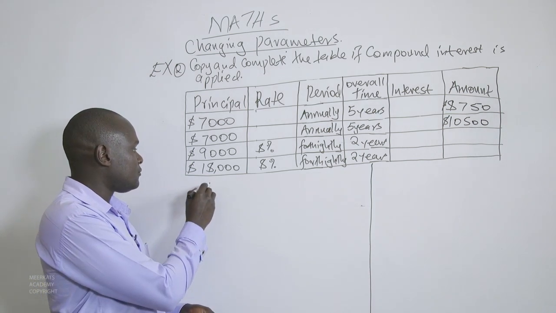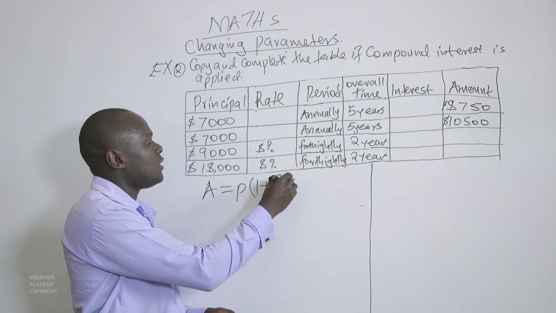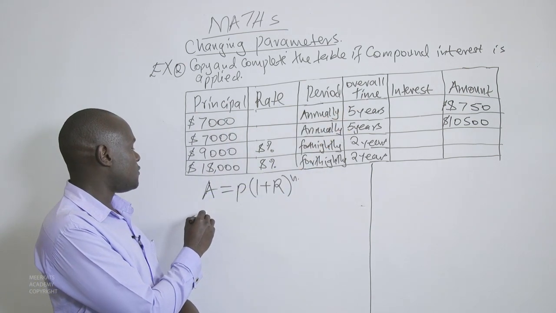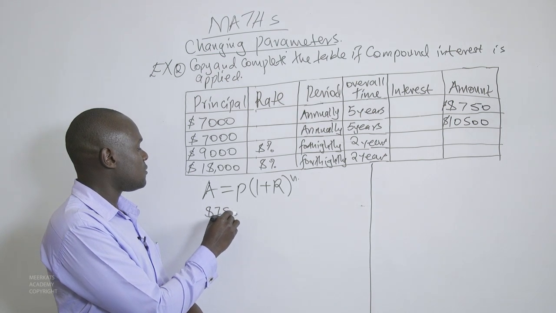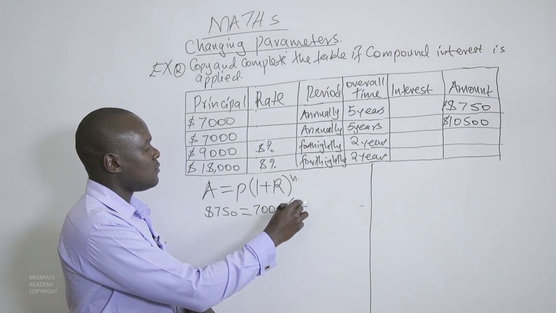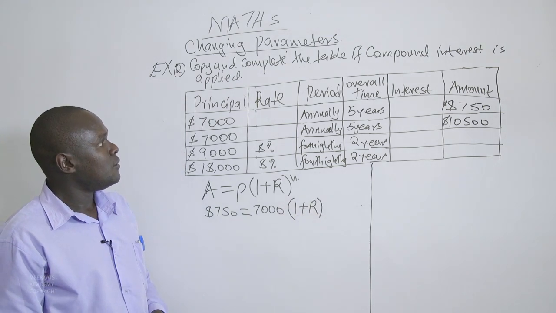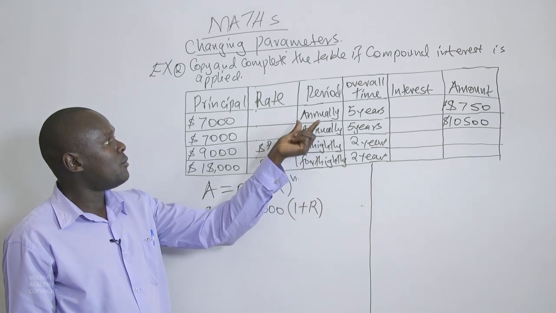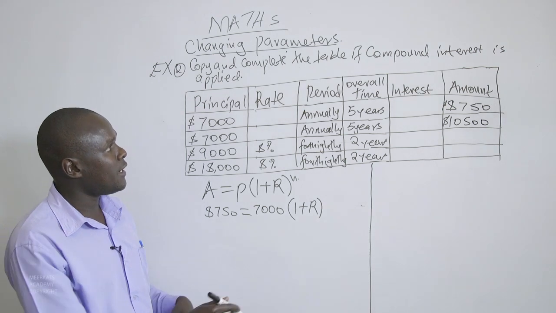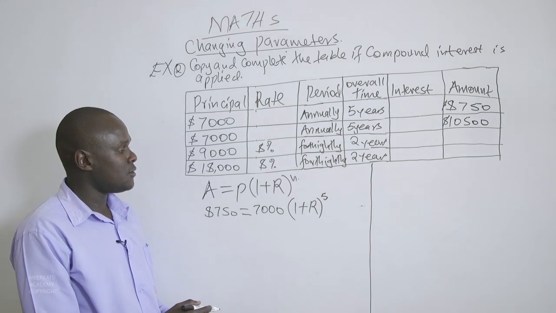We write the formula down. Amount is equal to the principal into 1 plus the rate raised to n. When it comes to the first one, the amount we are told is $8,750, and the principal given is 7,000. It is going to be compounded annually. So that means we have a total of 5 periods.